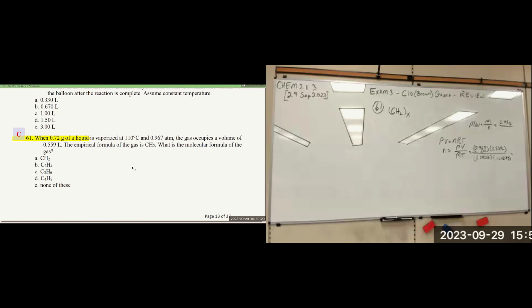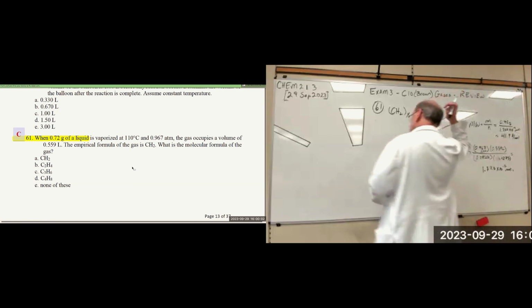So I get 1.720 times 10 to the minus 2 moles. So we substitute that in here to find out what the molar mass is, which I get is 41.9 grams per mole.